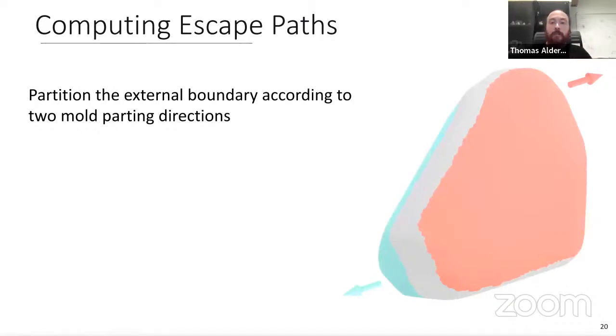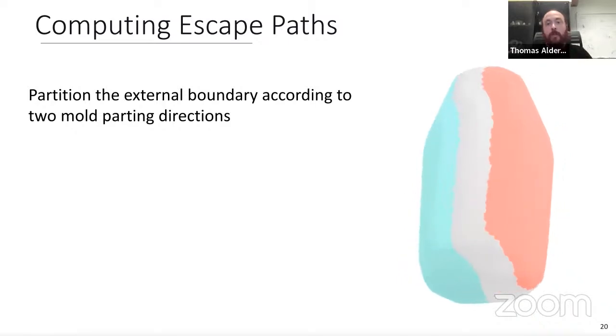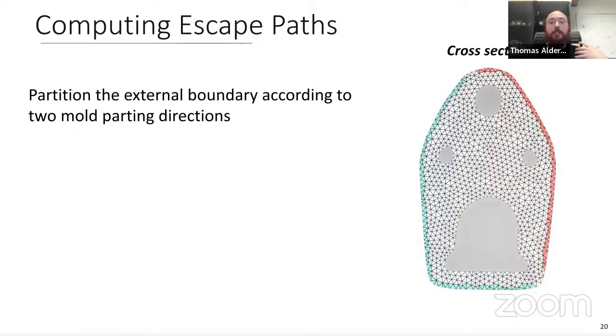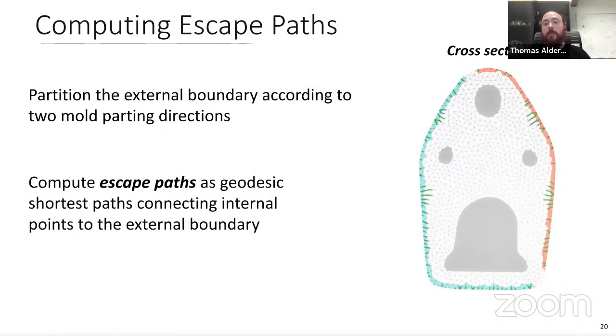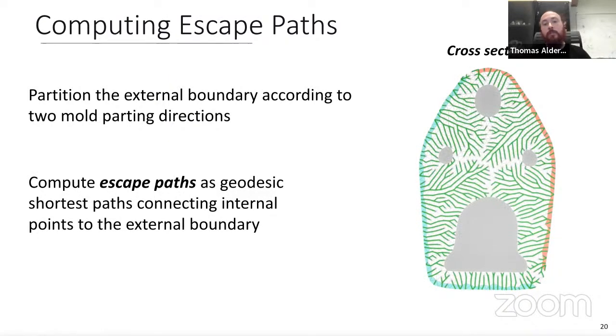And the first step of the algorithm, since we are working with two-piece molds, is to define the two approximate parting directions. To do so, the algorithm selects the pair of parting directions that maximize the total accessible surface and partitions the external boundary according to these directions. So given the external boundary partitioning, the escape paths are then computed as geodesic shortest paths that connect the interior vertices of this tessellation to the partitioned external boundaries. And here I'm showing you the 2D parallel of the algorithm for easier visualization.